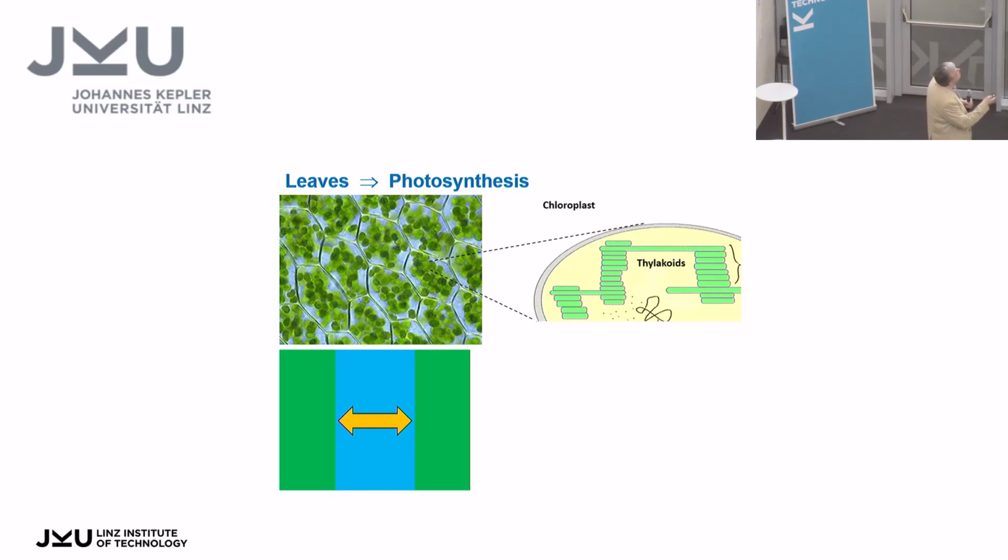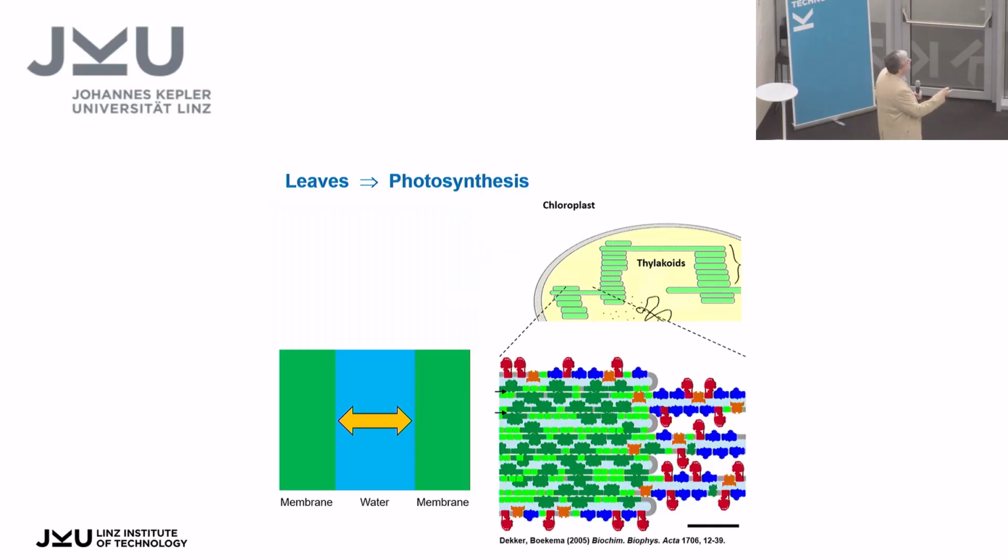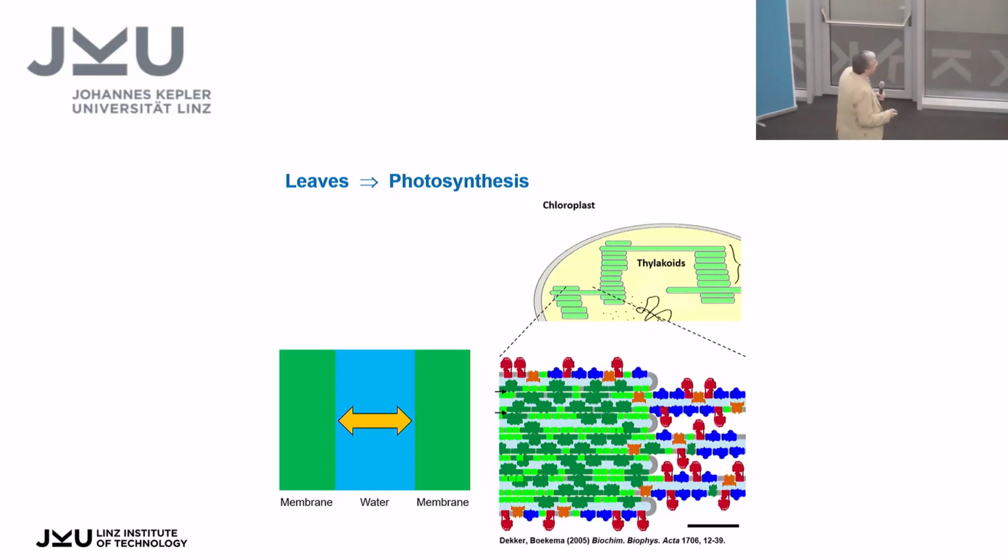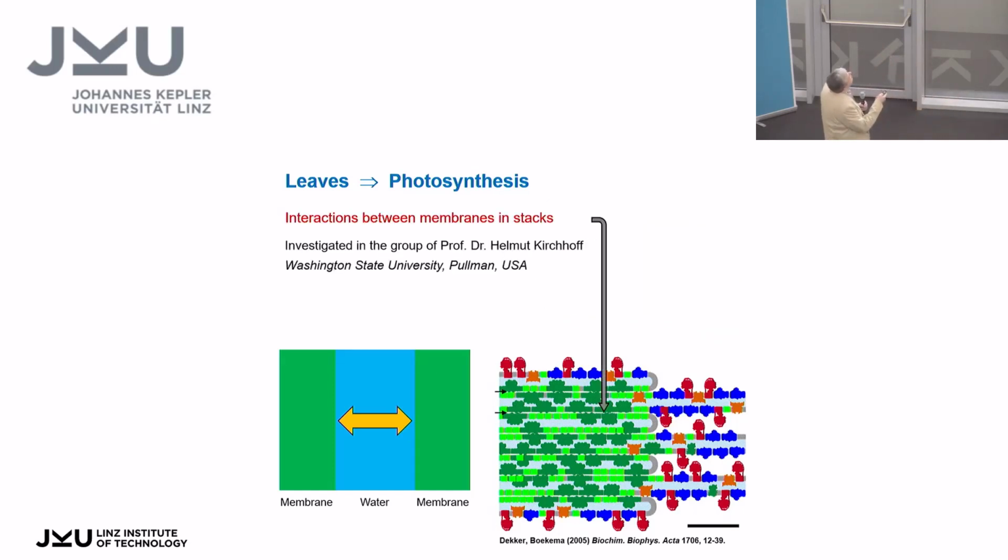And inside of plant cells and chloroplasts, we have membrane stacks. Yeah, so if you look even closer, we see a lot of proteins, some biological macromolecules inside the membrane. And one of the questions here is what holds these membranes together? How are these stacks formed? Yeah, so these are interactions between membranes and stacks. This was investigated or is investigated by Helmut Kirchhoff at Washington State University in Pullman, USA. And he approached us as well to get a theoretical underpinning of his experiments.